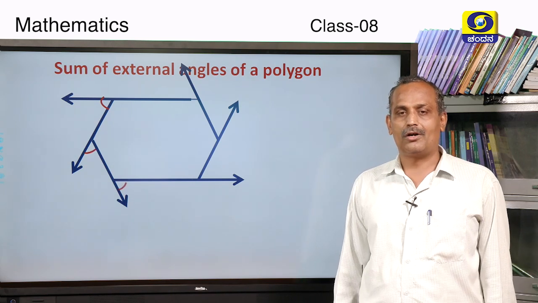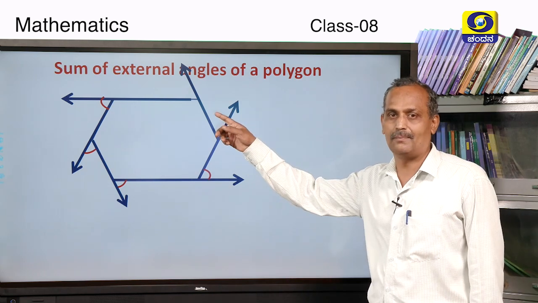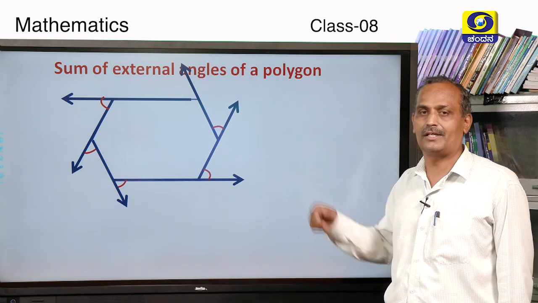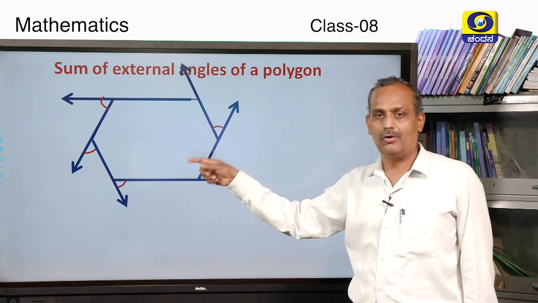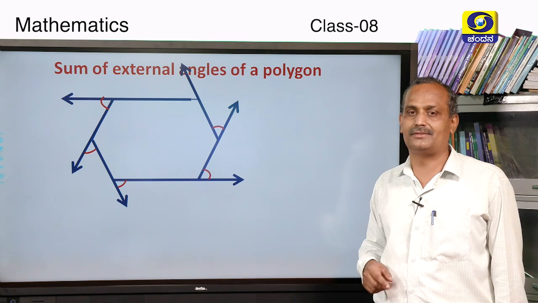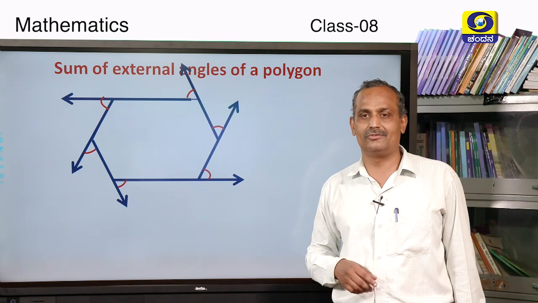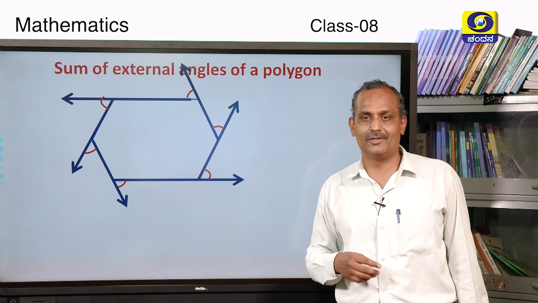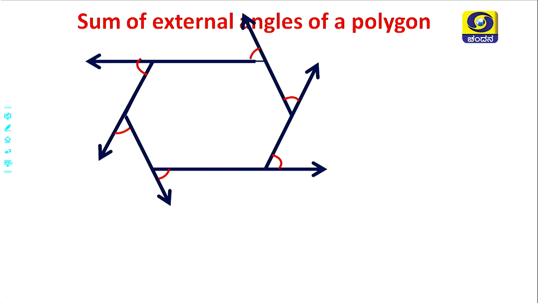So, I have drawn a diagram here. How many sides does it have? Let us count the number of sides along with marking the angles. So, 1, 2, 3, 4, 5 and 6. There are 6 sides. So, what do you call a polygon having 6 sides? It is a hexagon. Is it right?